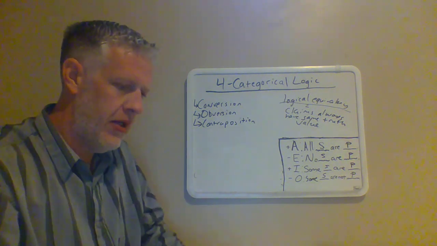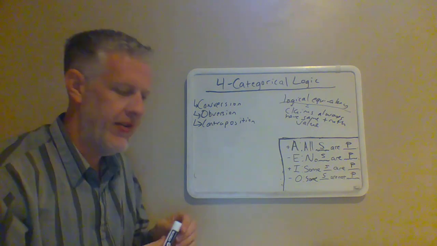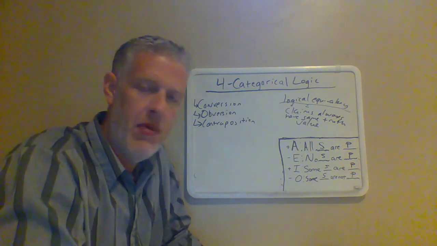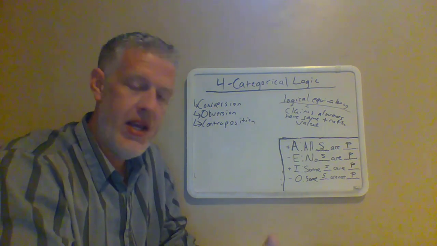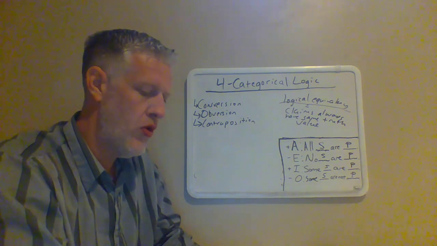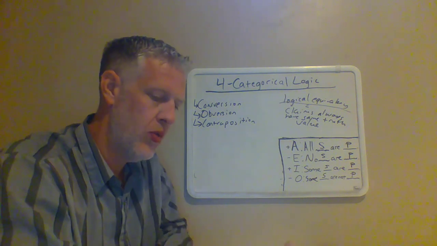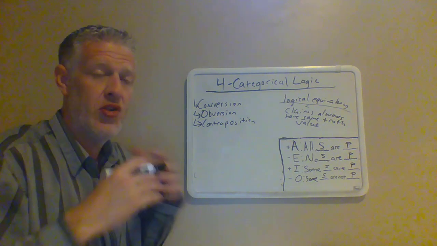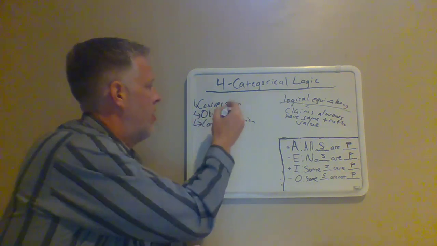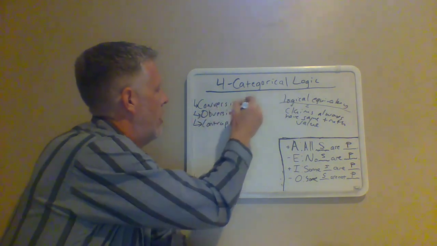I detail conversion on slide 11. As they say, we're starting with the particular claim. And as they say on page 269 of the text, quote, you find the converse of a standard form claim by switching the positions of the subject and the predicate terms. So this is super simple. This is the easiest one. So here we're doing conversion.